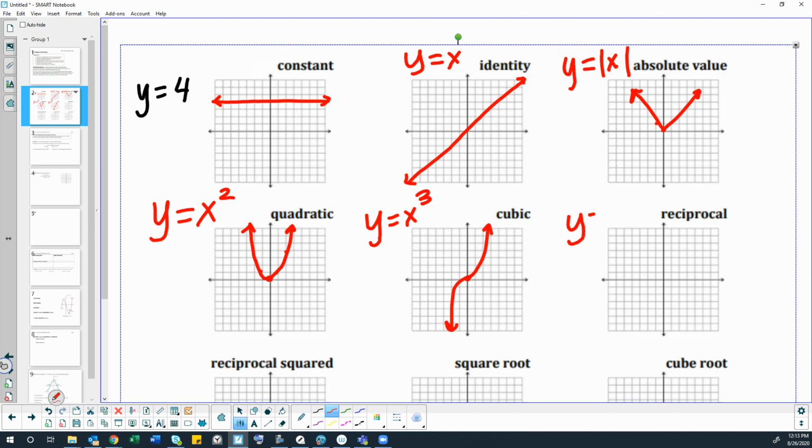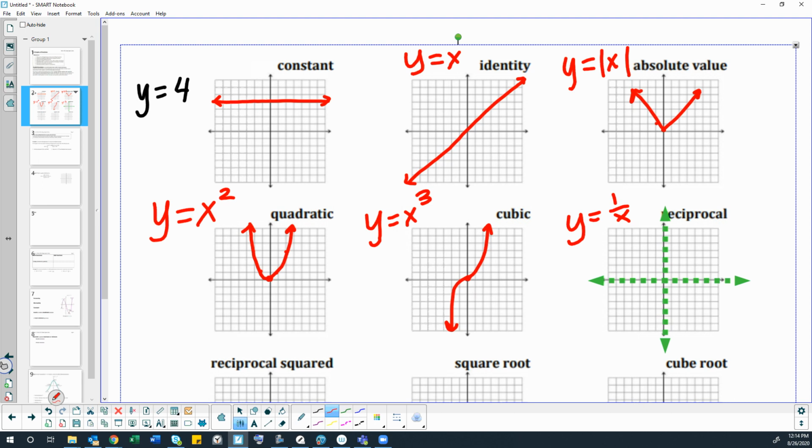Y equals 1 over x, sometimes called our reciprocal function. It's also a rational function. Rational because it can be written as a ratio or as a fraction, but this one in particular we call the reciprocal function because it's just 1 over x, so it's the reciprocal of x. For this particular one, we end up with asymptotes at 0.